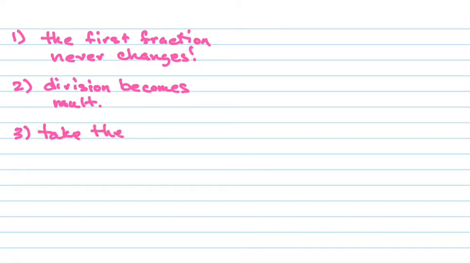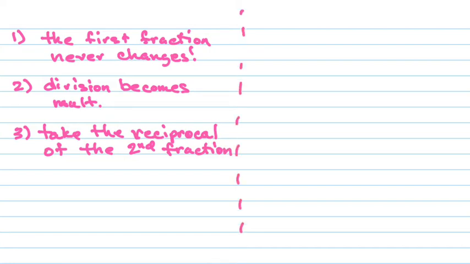Take the reciprocal of the second fraction, in which case you no longer have a division problem, so follow the multiply fractions rule. So what you're doing is turning something that you can't do into something that you can do.